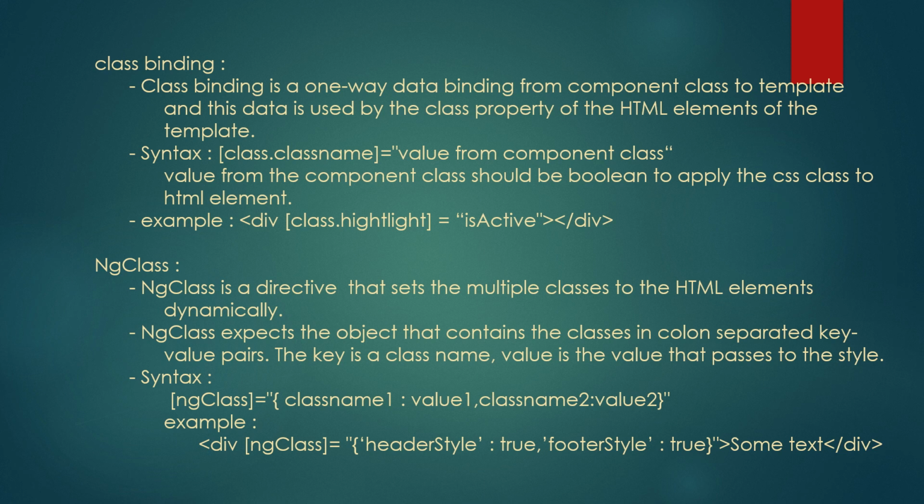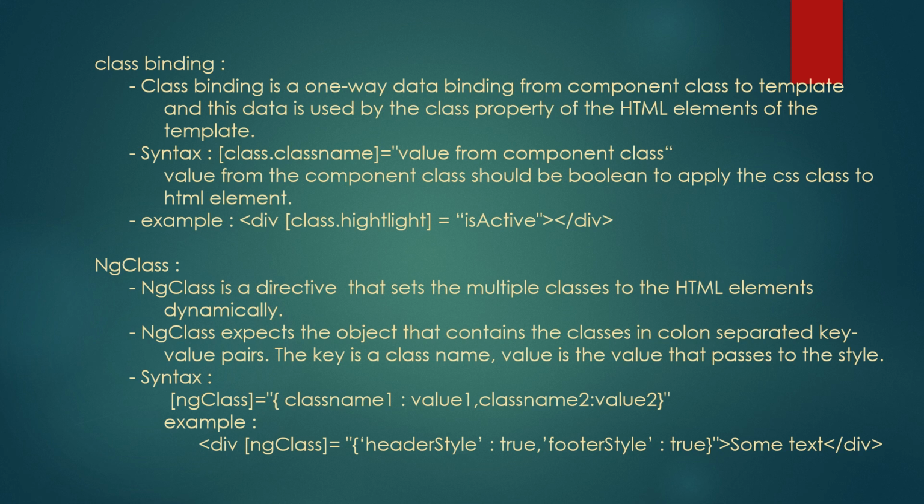To address this, we have class binding, class data binding in Angular. Class binding is one-way data binding where data passes from the component class to the template, and this data is used to set the class property of the HTML elements. Syntax: class.className within brackets is equal to, within double quotes, the value coming from the component class. Generally, this value is Boolean type, specifying whether the specific class should be applied to the HTML element or not. If it is true, it will be applied. If it is false, it will not.